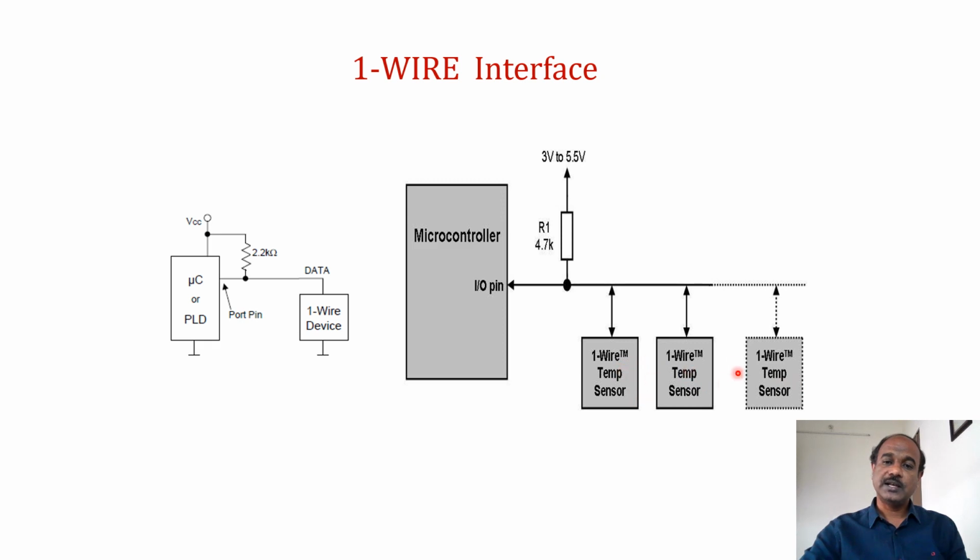Each slave device connected to this one wire interface has a unique global 64-bit ID, and that ID will be sent by the master on the communication line. Then the master will send whether it wants to read or write the data. Suppose the master wants to write data to any one of the slaves, it will place the data on the data line and that will be received by the slave devices. If the master wants to read some data from the slave device, the slave will place the data on this one wire interface, and that data will be received by the master. So this is how the communication takes place in the one wire interface.